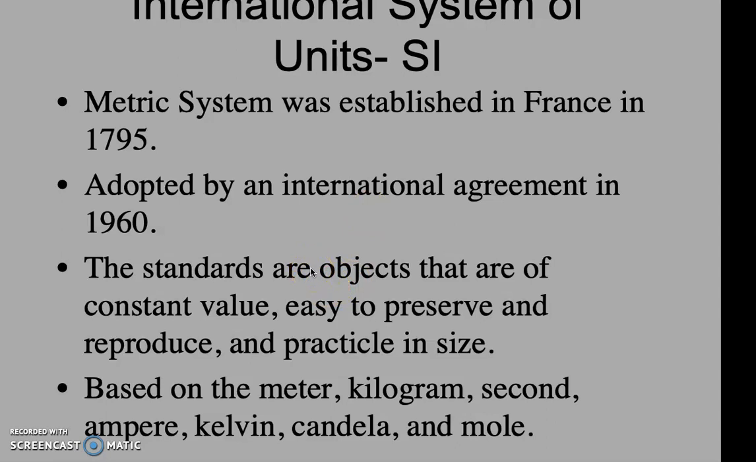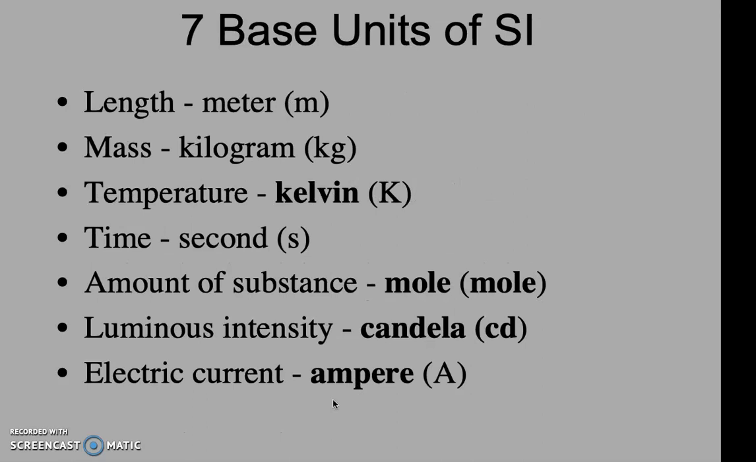So, based on the meter, kilogram, second, amp, Kelvin, candela, and mole are some of the SI units. But we're going to focus on a few of them, not all of these. These are the ones used in the majority of science courses, but we're going to focus on a few of them, and you'll see in today's video. The seven base units of SI are length, which is the meter. Mass is the kilogram. Temperature is in kelvins. Time is in seconds. Amount of a substance is the mole. Luminous intensity is candela, and electric current is the ampere.